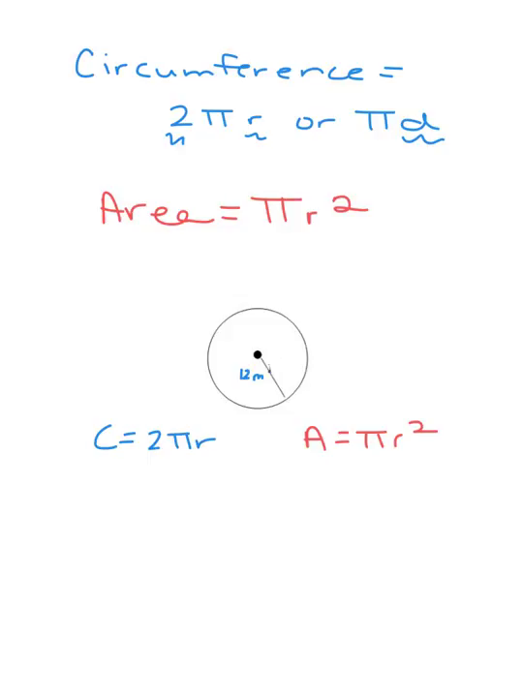The area of the circle has a formula of pi times r squared, r again being the radius, and the area is what's found inside the circle, like if we're going to carpet the inside of a circle.